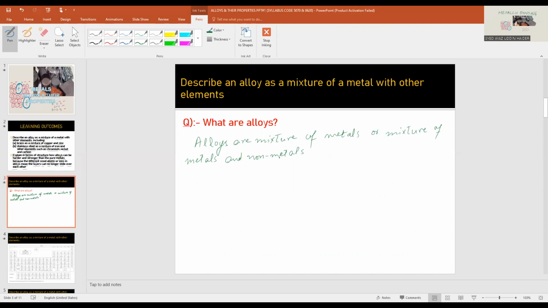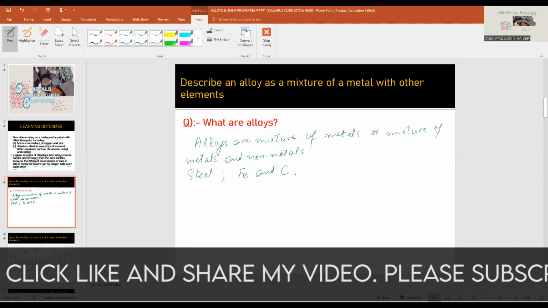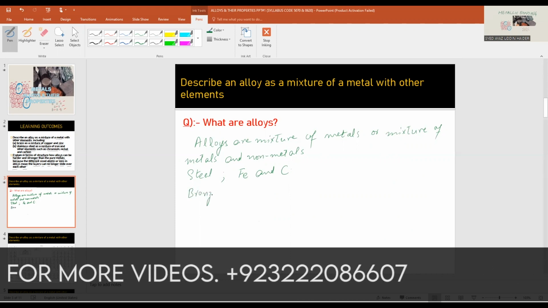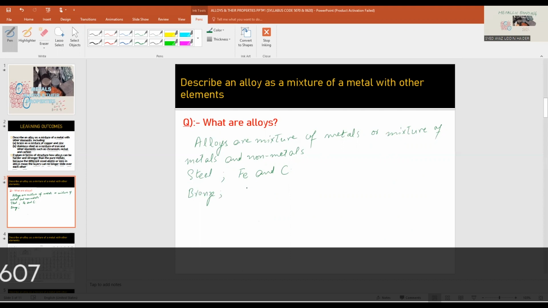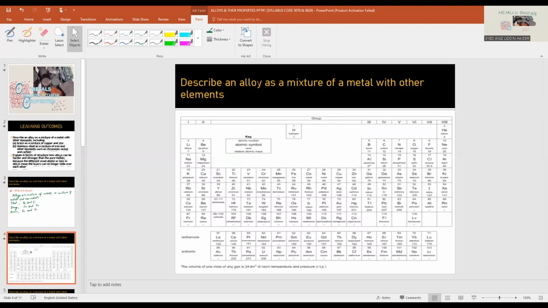For example, steel. It's an alloy of iron and carbon. Fe is a symbol for iron and C is a symbol for carbon. Bronze, it's an alloy of copper and tin. Cu and Sn. Cu is the symbol for copper and Sn is the symbol for tin. Brass is an alloy of zinc and copper. Zn is the symbol for zinc and Cu for copper.